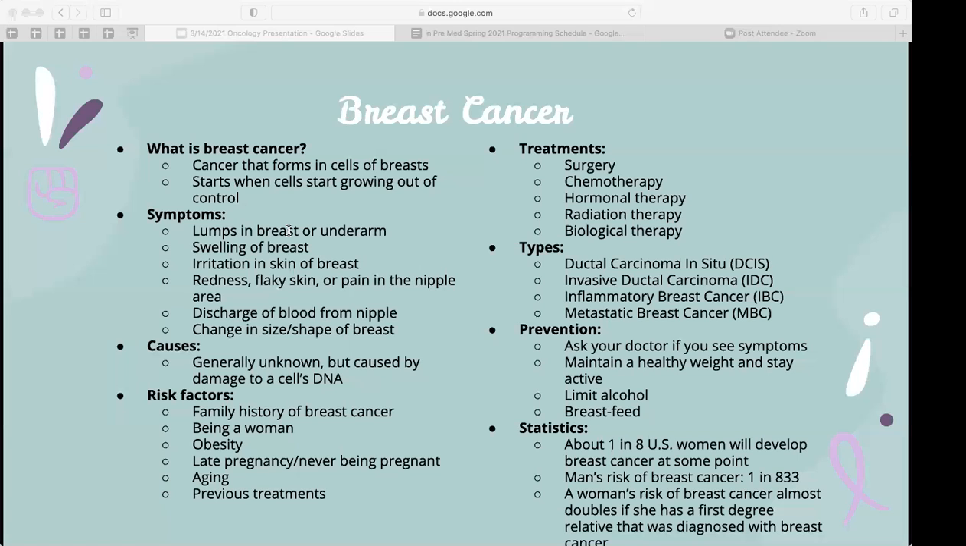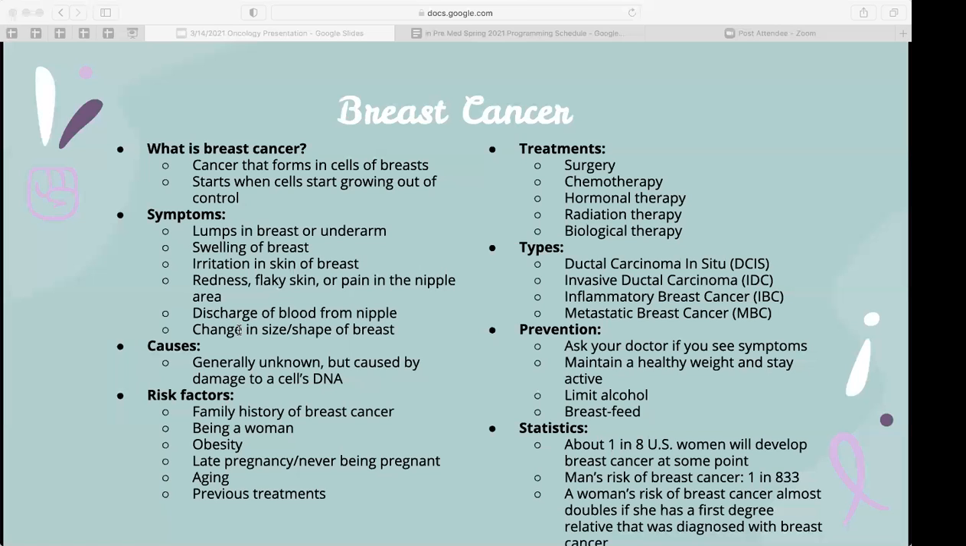There's no way to really prevent breast cancer, especially if you have a family history of it. However, there are steps you can take to minimize your chances of getting it. These steps include self-observation, meaning that you should examine yourself every once in a while and consult your doctor as soon as you see any symptoms or changes in your breasts, maintain a healthy weight and exercise, as well as limit alcohol and breastfeed. Here are some statistics for breast cancer.